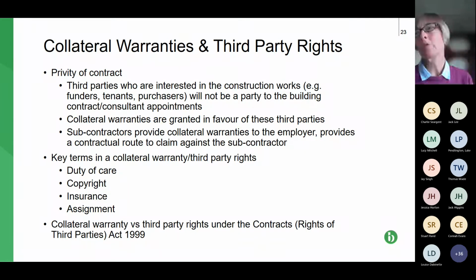So another kind of misconception about collateral warranties is that if the contractor gives collateral warranties to a funder, it's already got a contract with the employer. It might give a collateral warranty to a purchaser, to a tenant. It might have to give them to future funders. So the misconception is that the contractor is going to have huge liabilities against all of these people. And that's not the case, because at the end of the day, only one party will be able to claim loss, because only one party will have suffered the loss.